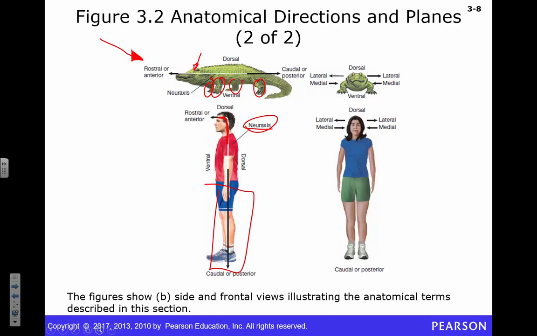Questions about that? Okay. If you ever get confused about dorsal, just think about dorsal fins. If you ever get confused about ventral, just think about ventral fins. I'm sure that really helps.